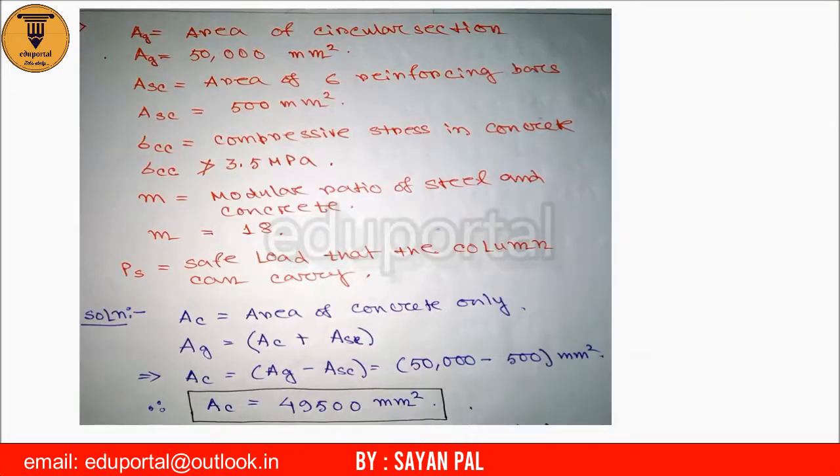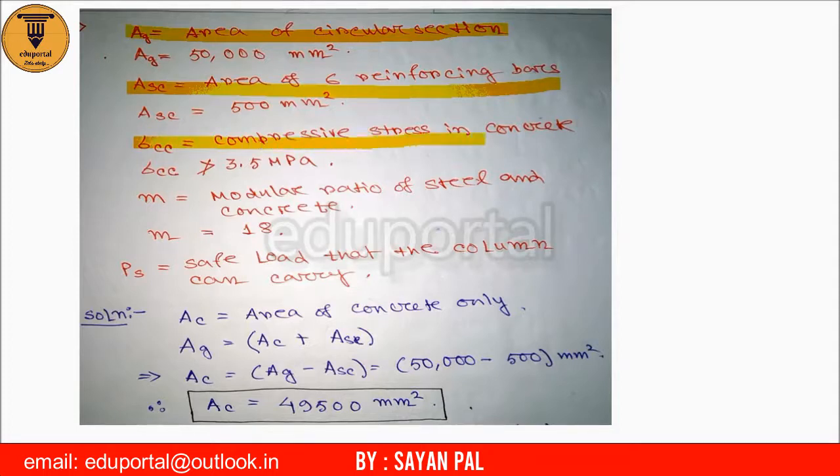So AG is the area of the circular section, that is the gross cross sectional area, that is given as 50,000. ASC is the area of the 6 reinforcing bars, and it is given as 500. Sigma cc is the compressive stress in the concrete, it's given that it should not be more than 3.5 MPa, and M is the modular ratio of steel and concrete, and it is given as 18.